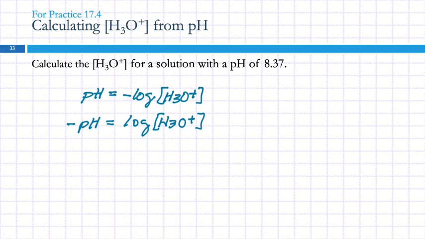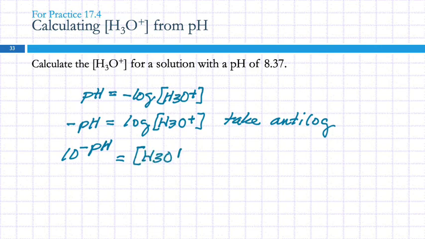And now it's very tempting to divide by log, but log is not something you can divide by. It is a function. So you're going to do the anti-log, which is 10 to the x. So take the anti-log of both sides, and you get 10 to the negative pH is equal to the hydronium ion concentration. So then that's equal to 10 to the negative 8.37. But we shouldn't leave it like that.